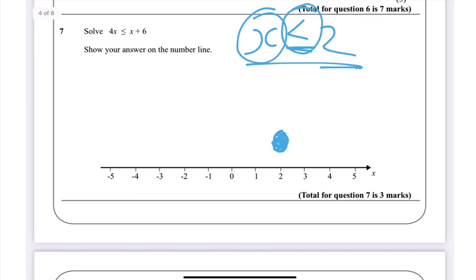Because the arrow is going to the left, which means less than as well, you draw an arrow going to the left. How far? You can draw a small one, you can draw a long one, nobody cares, as long as there's an arrow to the left. You do not connect it to anything.